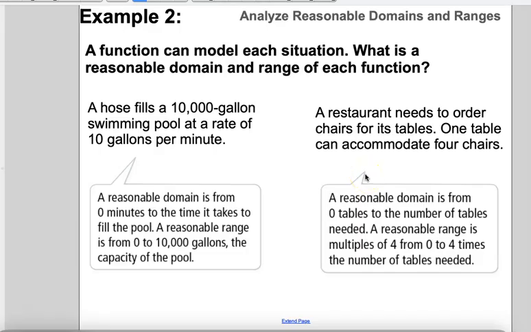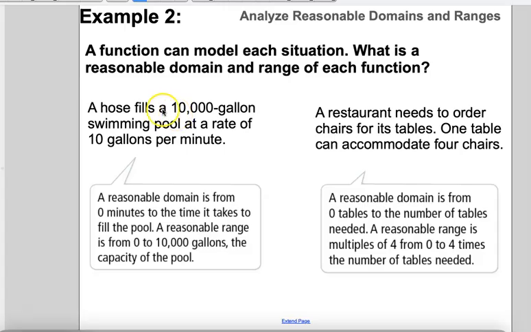Okay, so for example number 2, I don't really think you need to write anything down. I think if you're just listening to this concept, it's going to make some good sense to you. And then we're going to work through the next example, which is what more of the homework is going to come from. So a function can model a situation, and then what we're going to look at is what is a reasonable domain and range for each function. These are two separate stories, two separate problems that we're working through. We're going to focus first on the one on the left, and then we'll focus on the one on the right.